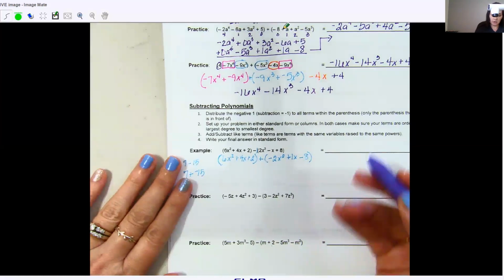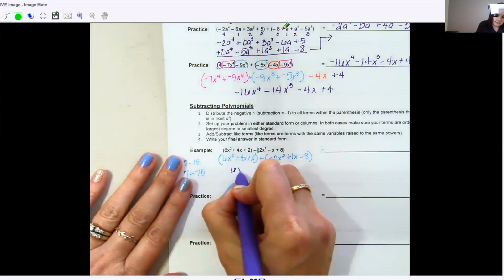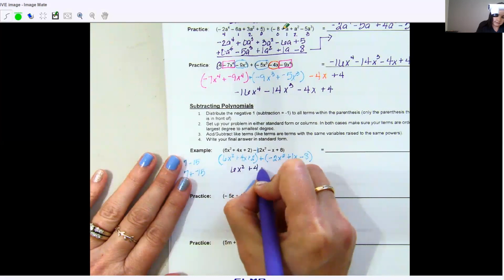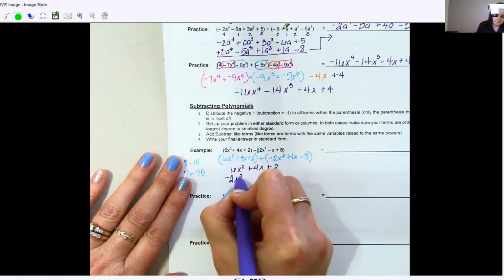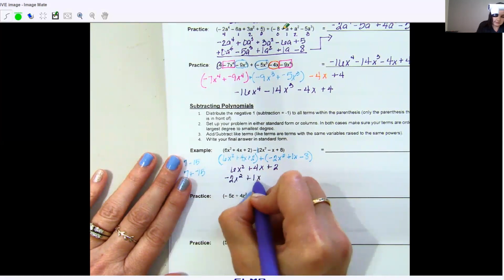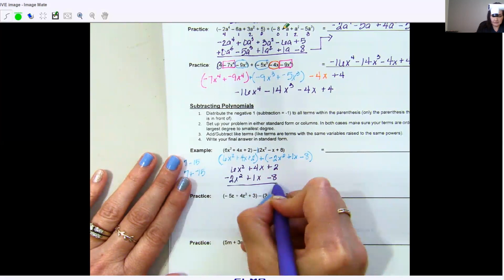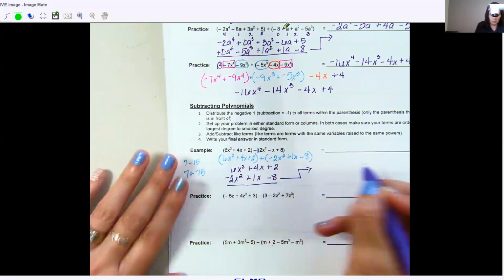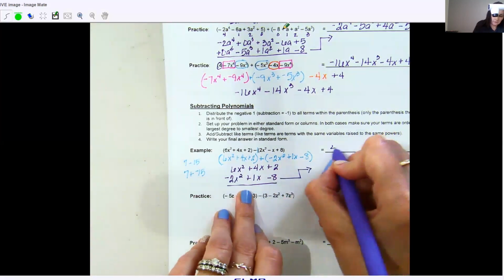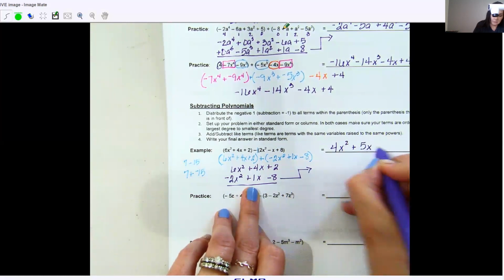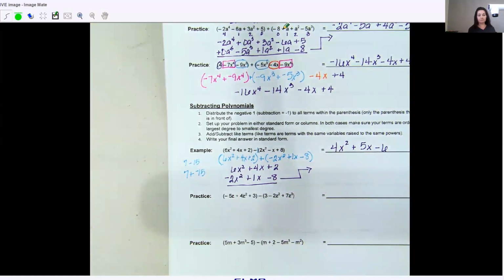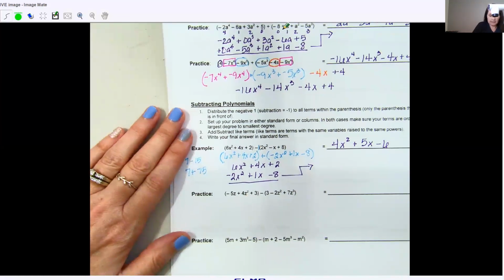Okay. So I have 6x squared plus 4x plus 2, and then a -2x squared plus 1x minus 8. Okay, and I end up with 4x squared plus 5x minus 6. Okay. All right. And we can go ahead and move on to the next practice.